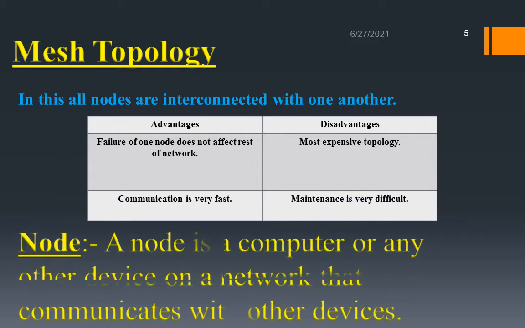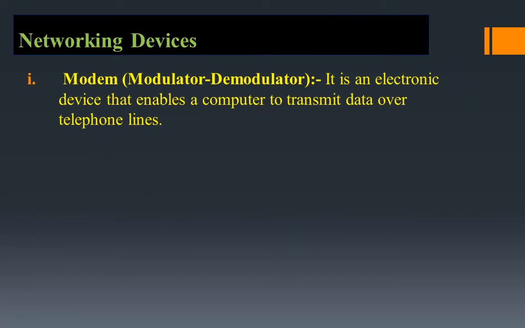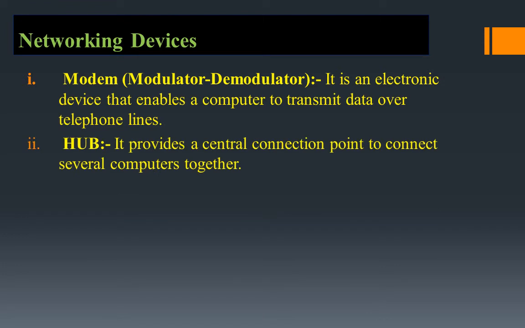Here we are using a term again and again, that is node. Then what is a node? A node is a computer or any other device on a network that communicates with other devices. Then networking devices. First is modem, that is also called modulator and demodulator. It is an electronic device that enables a computer to transmit data over telephone lines. Telephone lines से data को transmit करने के लिए कौन allow करता है? Modem.